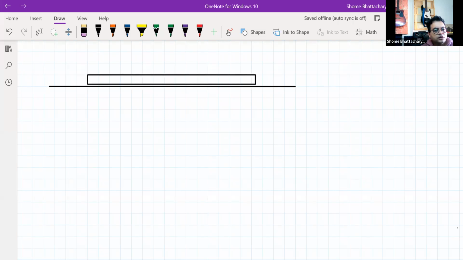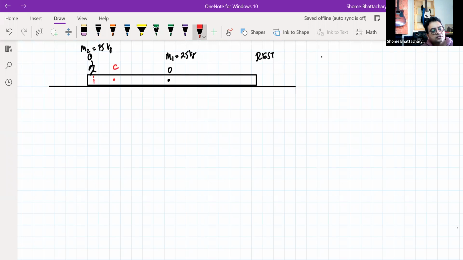So before he starts walking, you have his own mass of 75 kg located, you can say, at one end of the plank. And the plank's own center is here, let's say. So you have mass M1 of 25 kg located here, and both are at rest. So where is the center of mass of the system? The center of mass of the system will be somewhere here, such that look at this distance. You can calculate it like this.